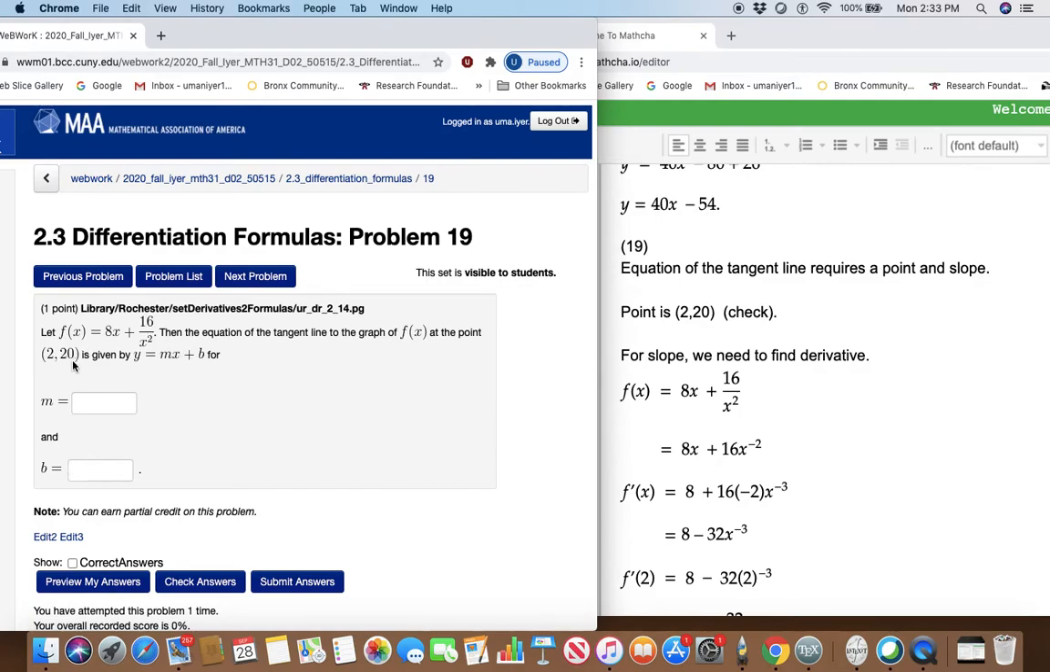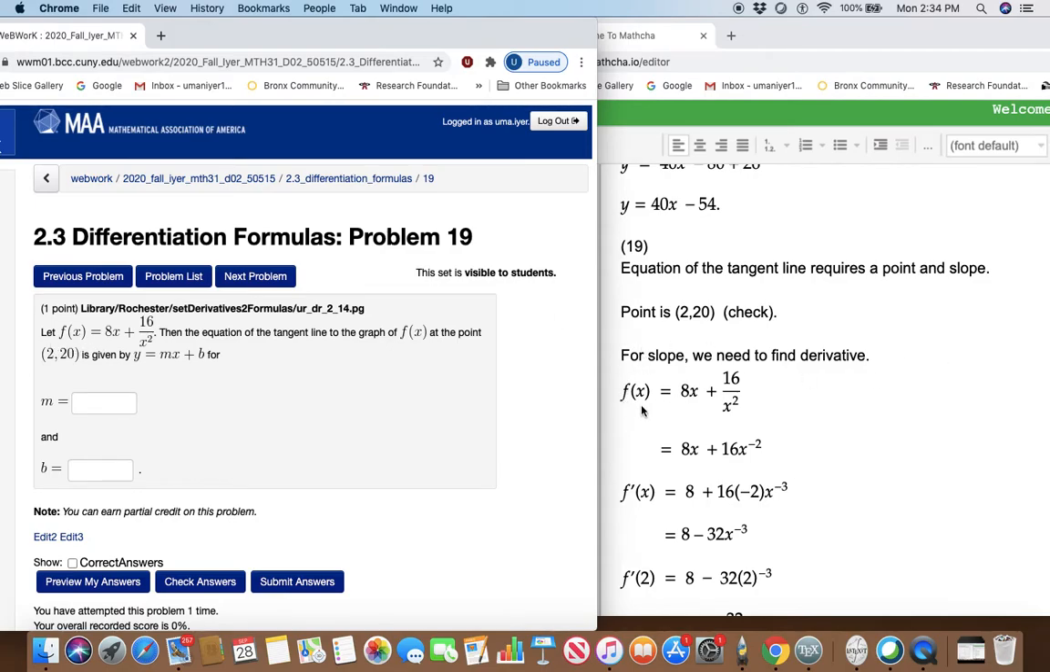Whenever you are given a point, make sure that point is on the curve. What does that mean? Plug in x equals 2: 16 plus 16 over 4, 16 plus 4 is 20. Indeed, the y coordinate is given by this expression on the x coordinate. So this point is on the curve. So you're given a point, you need to find the slope to find the equation of the tangent line.